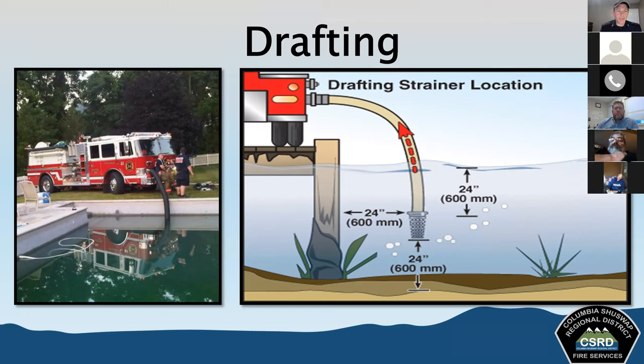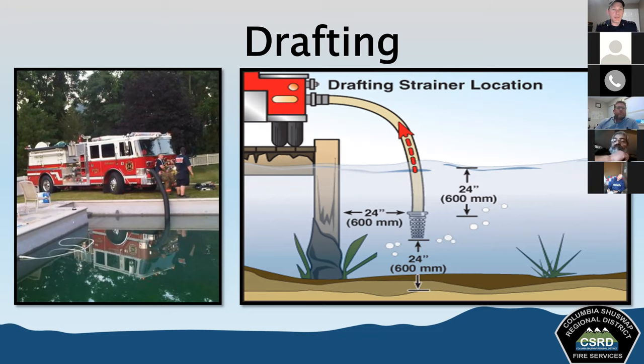and prevent it from drawing in this debris, fish. Once we've identified our drafting location, we want to take a look at the swivel gaskets on the hard suction. We want to make sure that they're good to go, they've got the O-rings on. We want to select and connect the appropriate length of hose, and we want to place a strainer on the end of the hose, make sure, again, that we're not drawing debris in.